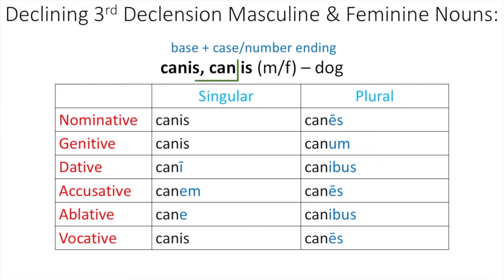The nominative plural will be canes. The genitive plural will be canum. Dative, canibus. Accusative plural, canes. Ablative plural, canibus. And the vocative plural, canes. Once you have all of these down, resume the video to practice on your own.